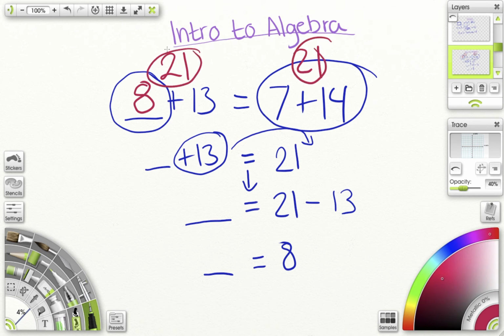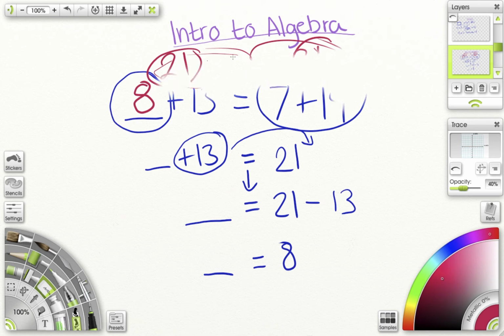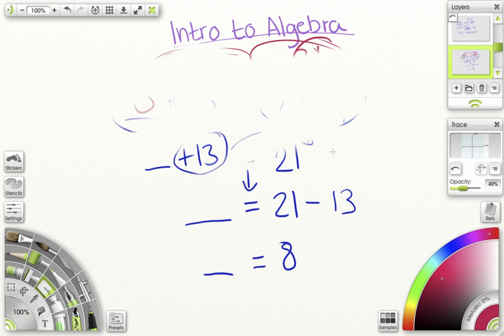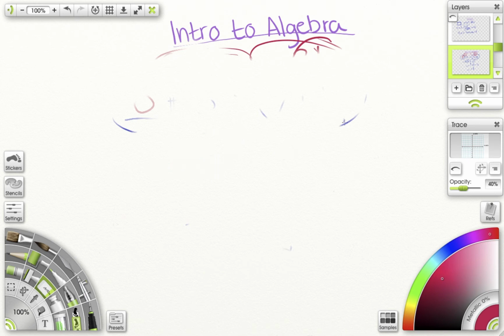So this is how I know that I've gotten the correct answer and I've done the right process, because 21 is equal to 21. I have the same number. If one of these numbers was different, I know I did something wrong or I went wrong somewhere. So here we're going to try another problem. This time we're going to try subtraction.